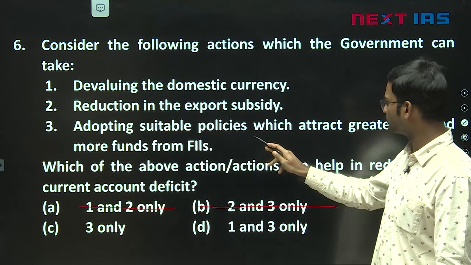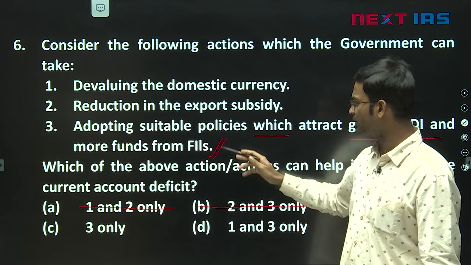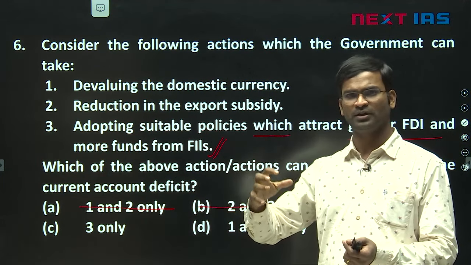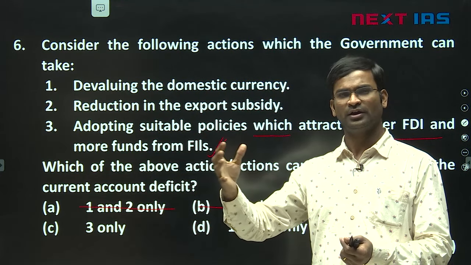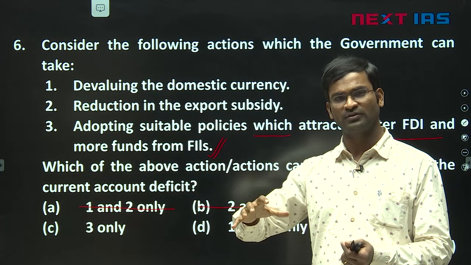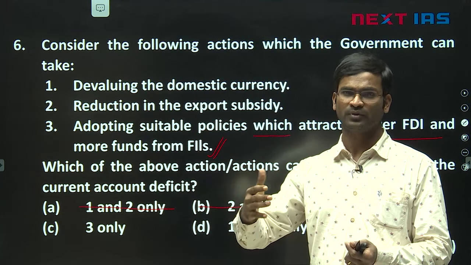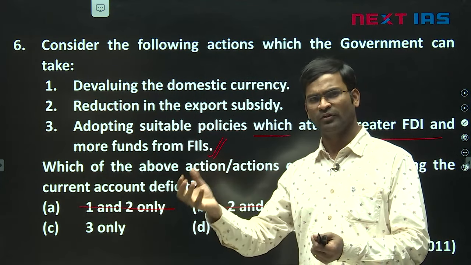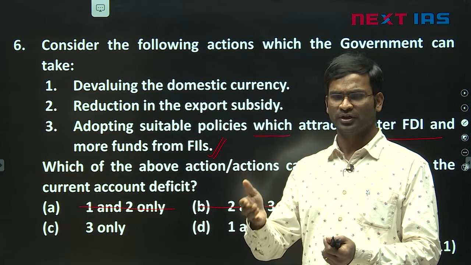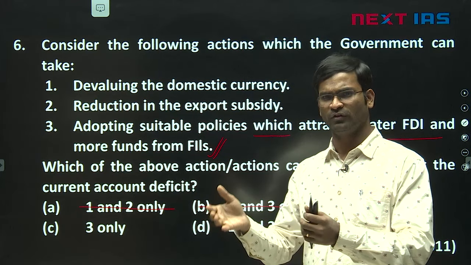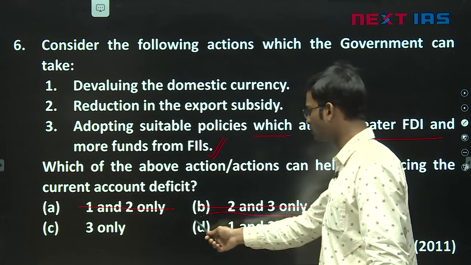Adopting suitable policies which attract greater FDI, more funds from FIIs. Yes. As you all are aware, when FDI is coming, they bring the foreign capital. So rupee is demanded, so rupee will strengthen. Not only does foreign capital come, but it also has a multiplier effect in the economy, like GDP growth. When FDI and FPI are coming, they bring foreign capital. In India, current account deficit is fulfilled through capital account surplus. So it can also be right. So answer is D, 1 and 3.